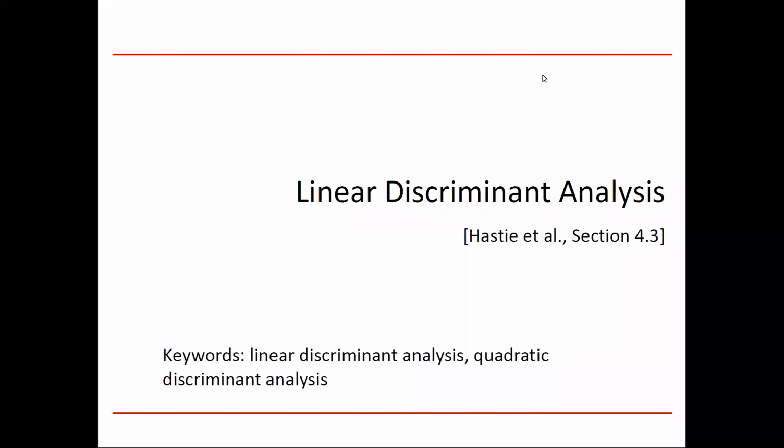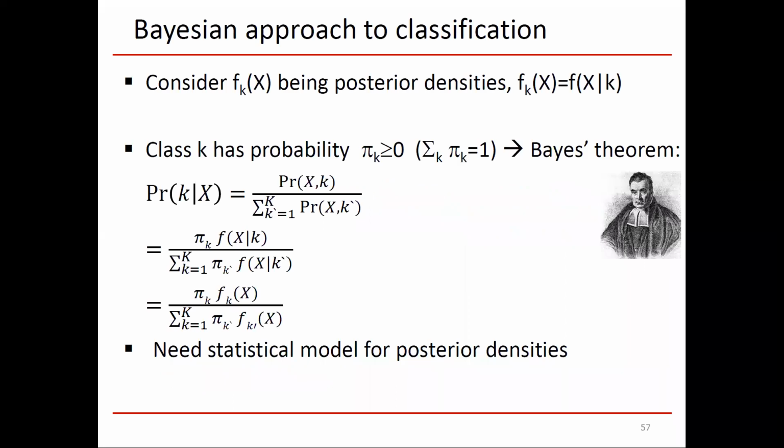All right, this is module number 34. After we started discussing linear classifiers, we're now going to go to linear discriminant analysis and quadratic discriminant analysis, LDA and QDA. So this is essentially a Bayesian approach to classification.